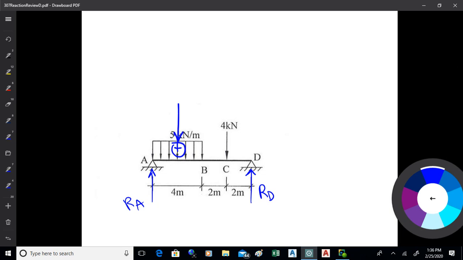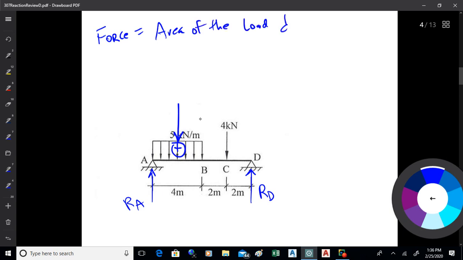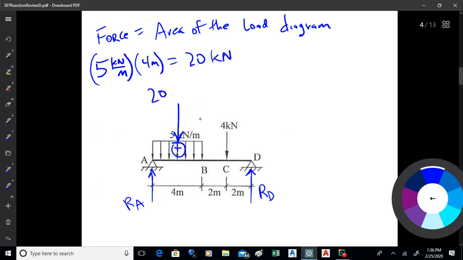Now the force is equal to the area of what's called the load diagram, okay? And what is the area of the load diagram? What do we got? 5 kilonewtons per meter. That's the height. Times the base, 4 meters. Does that come out to be 20 kilonewtons? Is that about right? Okay. That's going to go there.